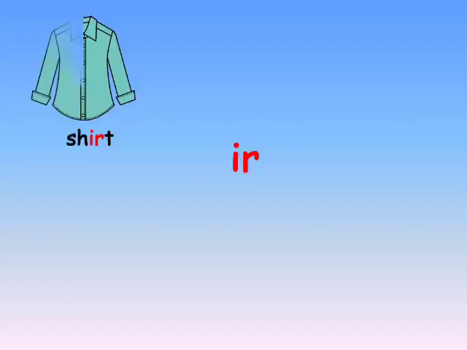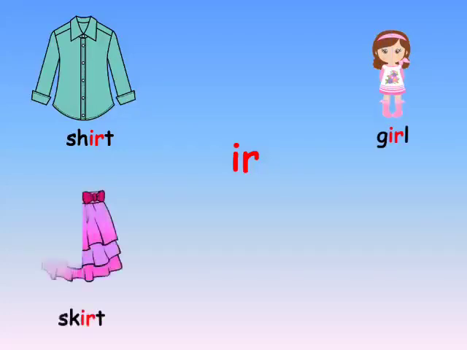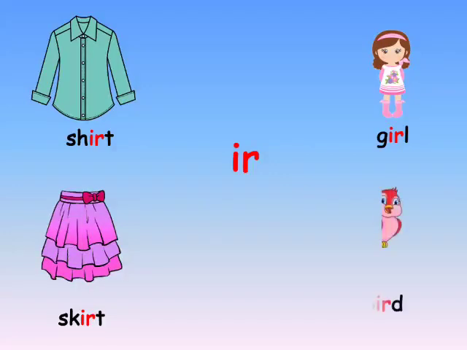IR sound words. What's this? Shirt. R sound. Shirt. Girl. Skirt. Bird. Again, from the beginning, shirt, girl, skirt, bird.